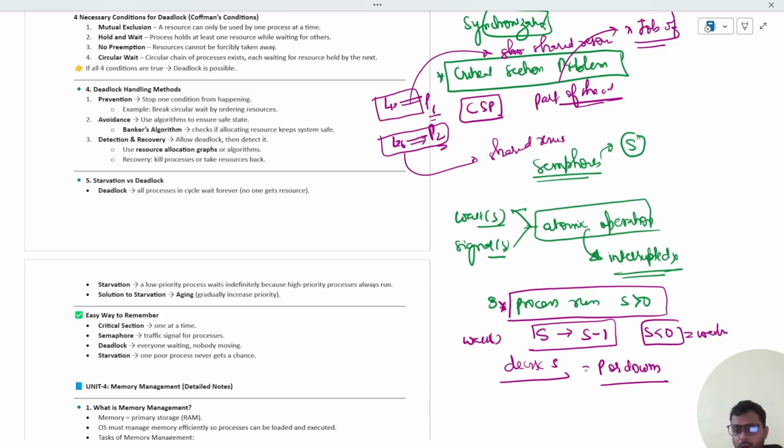What is it known as? P or down. In P or down, what do we do? We do S as S minus 1. The second atomic operation is signal. In signal, what do we do?